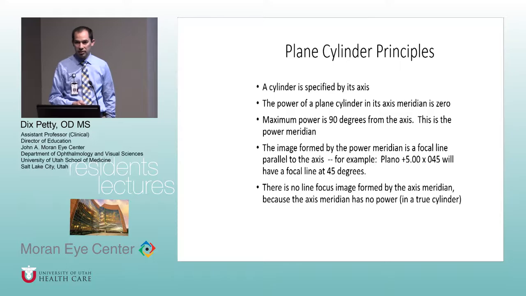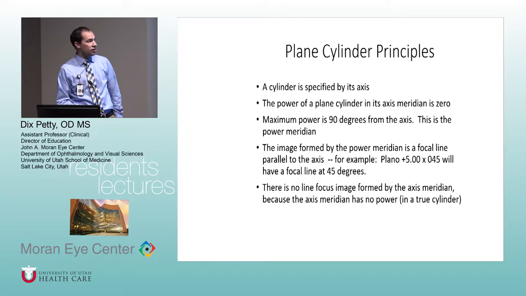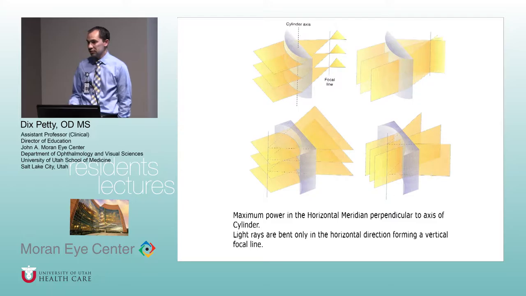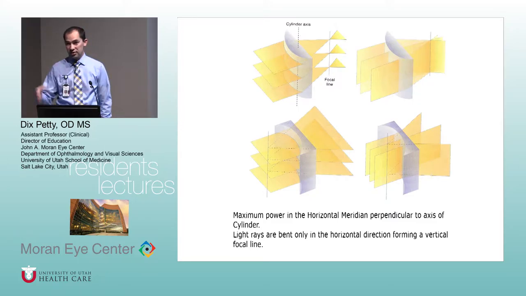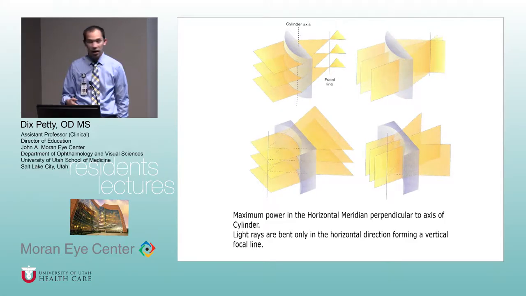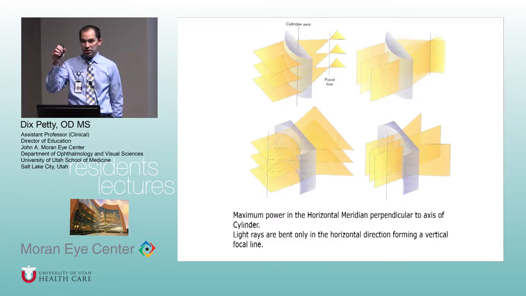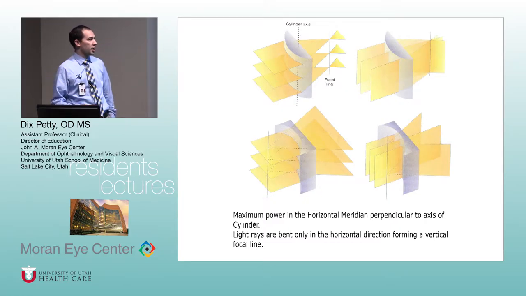So just as we were talking about with the plano cylinders, that means there's no sphere. The power in the axis is zero, and the maximum power is 90 degrees from that. We kind of talked about most of this stuff. But there is no line focus image formed by the axis meridian, just the power meridian. So this just demonstrates why you get a line focus from a cylinder. If you think of a cylinder as actually being a cylinder that you just chop a part of it off, then you can see that no matter where the planes of light are coming in, they all get focused to a single point. But because you have an infinite number of those points, it ends up creating a line.